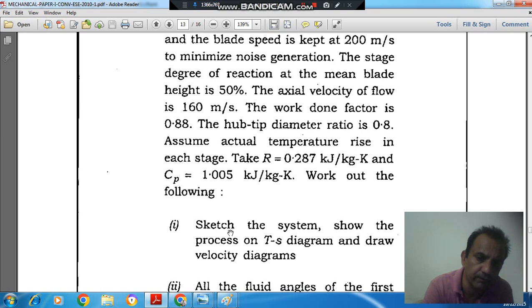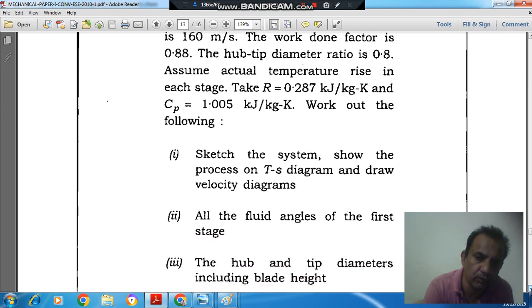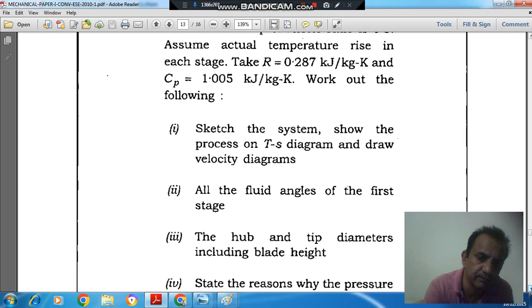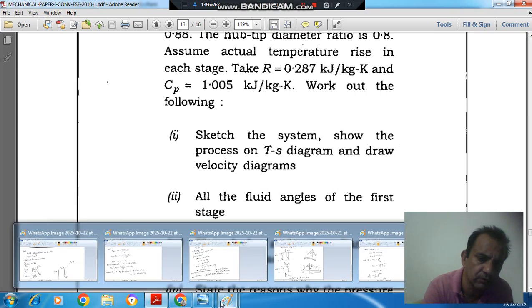Work out the following. 1. Sketch the system, show the process on TS diagram and draw velocity diagram. 2. All fluid angles of first stage. And 3. The hub and tip diameter including blade. So these are the numerical questions.